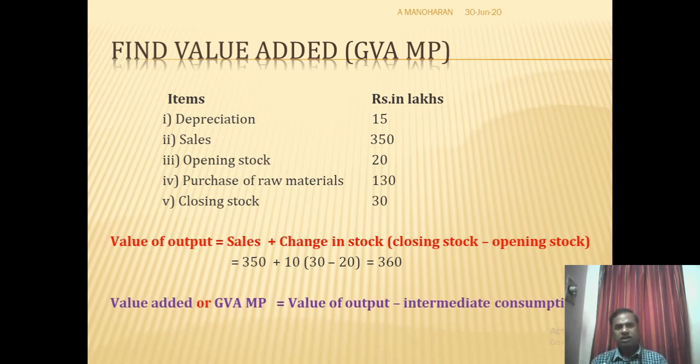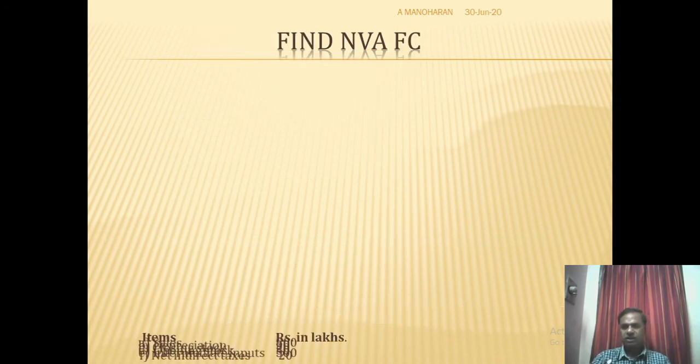Then value added, or gross value added at market price, is value of output minus intermediate consumption, that is 360 minus 130, the purchase of raw materials. Purchase of raw materials is also known as intermediate consumption here, to be taken as intermediate consumption. So value added or GVAMP is 230 lakhs. Right? So likewise, we will have another example.